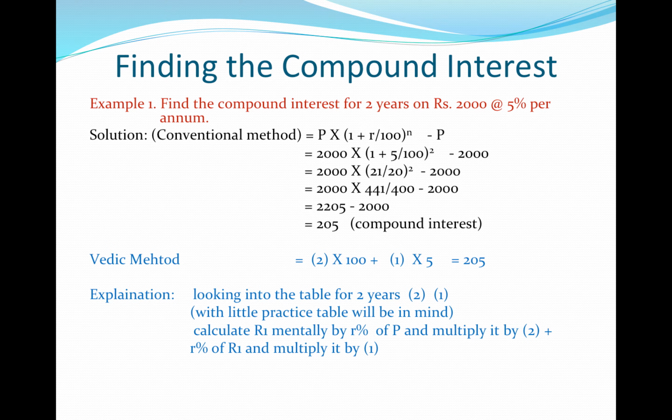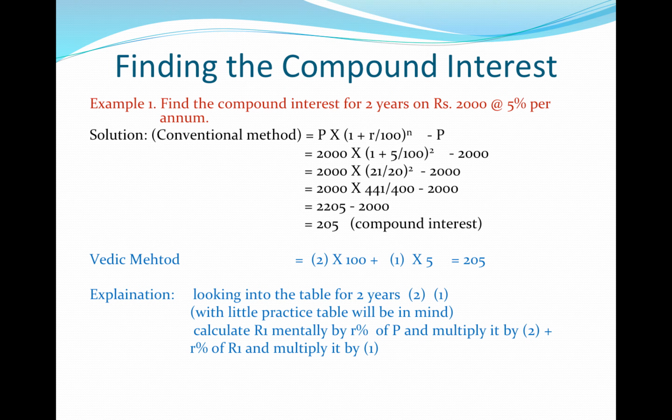But with the Vedic method, we don't need to calculate that much. We can find compound interest mentally. So in that table, for 2 years, we have a row which is showing 2 and 1, two values. So first, 5% of 2000, that is R% of the principal, calculated mentally, like 10% of 2000 is 200 and 5% of 2000 is half of 200, that is 100. So 5% of 2000 is 100 multiplied by 2. So we got 200.